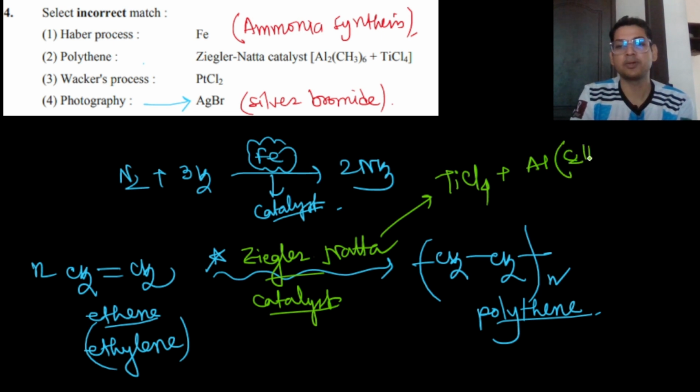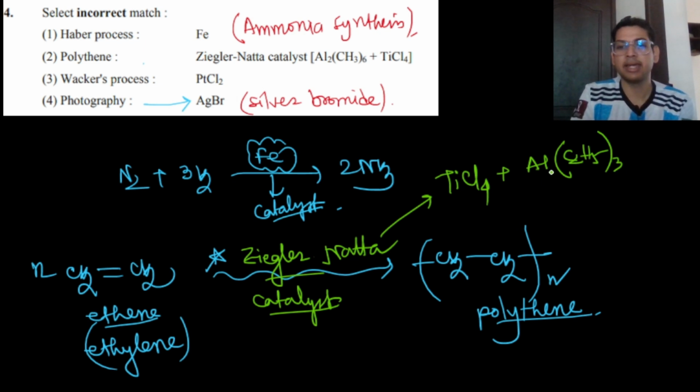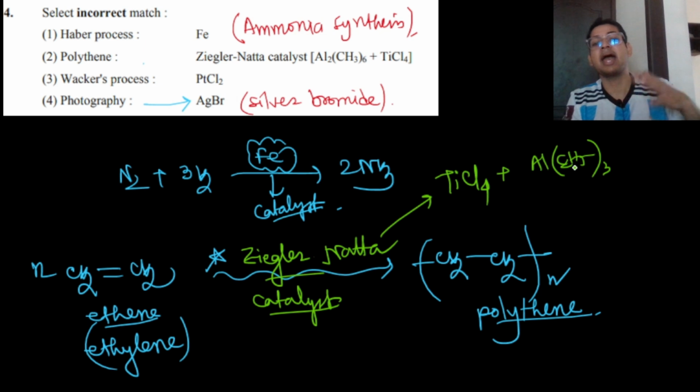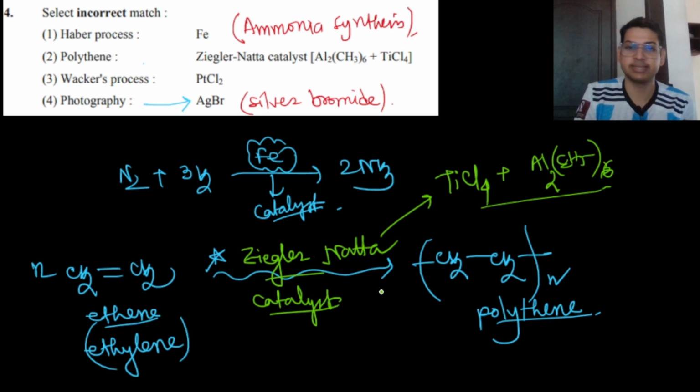That means I told you like this. And what they have given? They have given Al2(C2H5)6. Same thing, no problem. What I have told you is Al(C2H5)3. But aluminum, as it is from group 13, its octet is not fulfilled, so it forms a dimer. That's why they have given Al2(C2H5)6 here. This combination is called Ziegler-Natta catalyst.